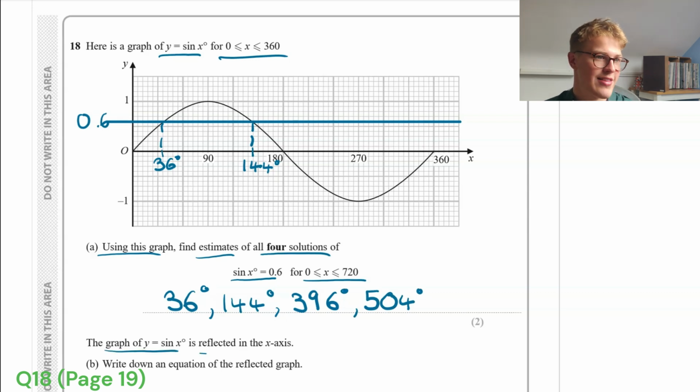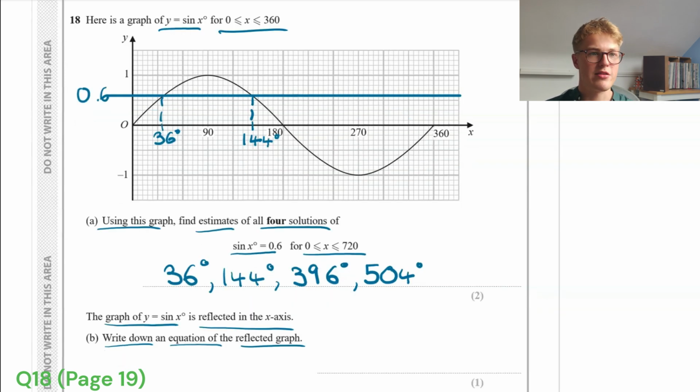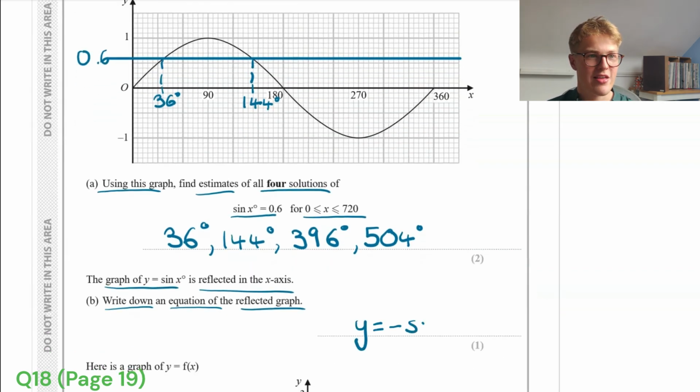The graph of y is equal to sine x degrees and is reflected in the x-axis. Write down an equation of the reflected graph. So because it's reflected in the x-axis, we end up with y equals minus sine x degrees.